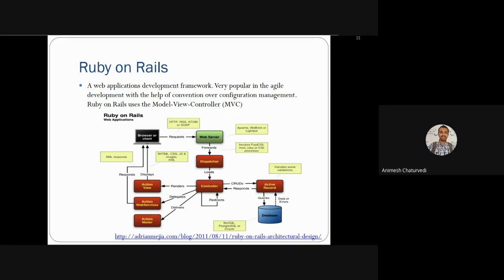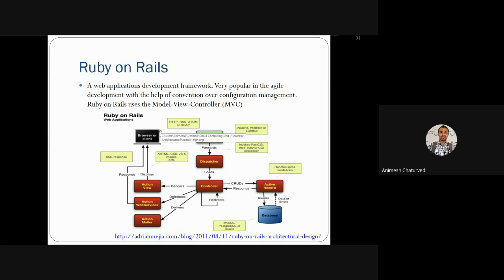Ruby on Rails is basically used for web application deployment, and it is a very popular and agile development model for the convenient configuration and management. Ruby on Rails is basically model view controller. It is a type of framework and management technique, MVC, which has various components in the Ruby on Rails applications.